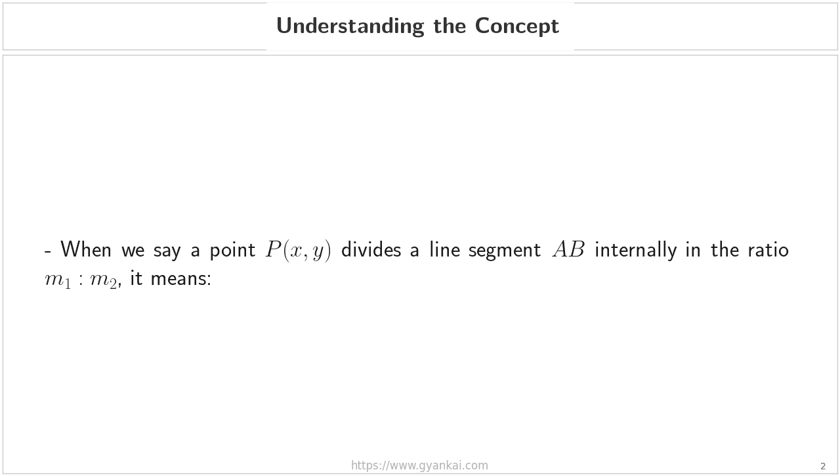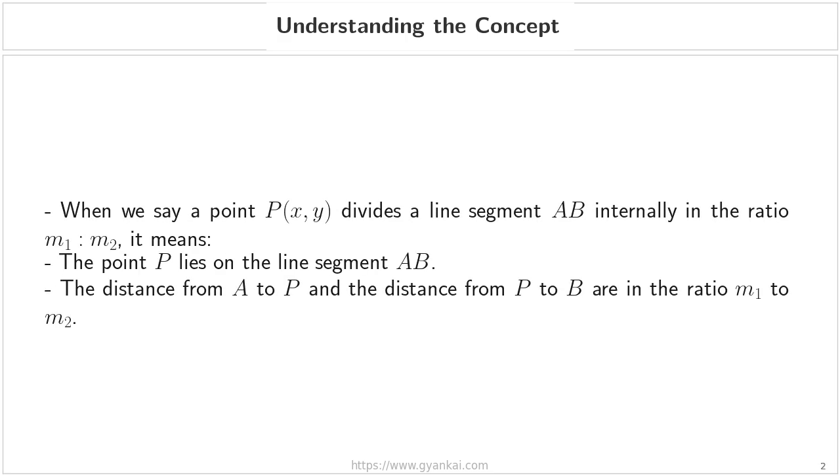Understanding the concept. Now that we've introduced our topic, let's take a closer look at what we actually mean when we talk about internal division. Imagine we have a line segment, let's call it OB. When we say a point, let's call it P with coordinates x and y, divides this line segment OB internally in the ratio m1 to m2, there are two very important things to keep in mind. First, the point P must lie directly on the line segment OB itself. It's sitting right between the two endpoints.